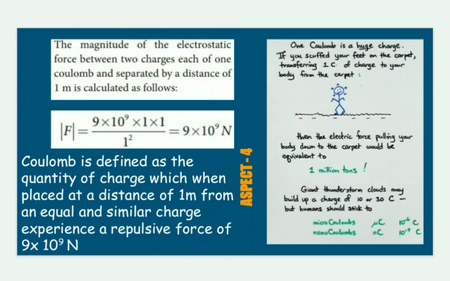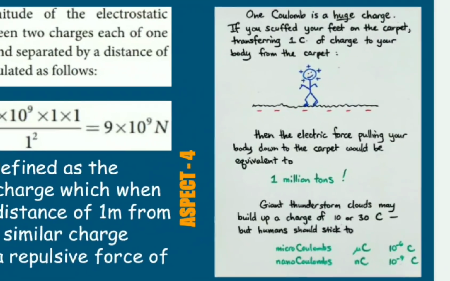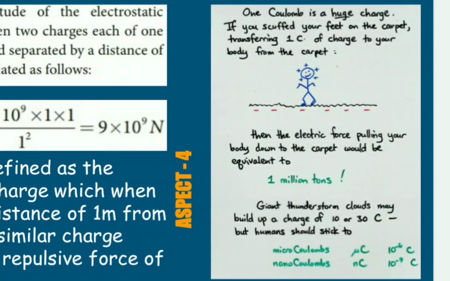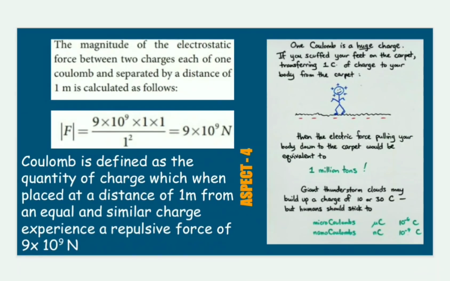Do you understand, children? So 1 Coulomb is actually a very huge charge, and you can look at the data given over here. If you scuffed your feet on the carpet, transferring 1 Coulomb of charge to your body from the carpet, the electric force pulling your body down to the carpet would be equal to 1 million tons. It's very huge, right? So actually speaking, 1 Coulomb is a very huge charge, and normally we will not be dealing with it practically. Practically what we will be using is micro Coulomb, that is 10 power minus 6 Coulomb, nano Coulomb, 10 power minus 9 Coulomb, and even pico Coulomb, that is 10 power minus 12 Coulomb. Okay, children, so that is about aspect 4.